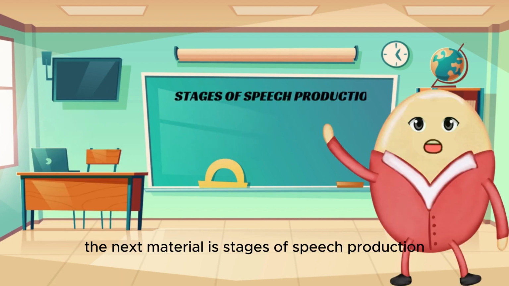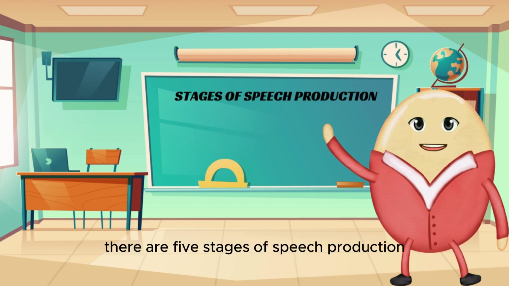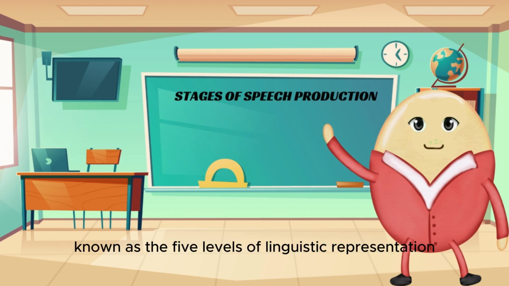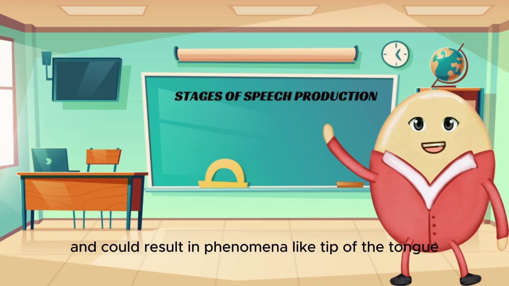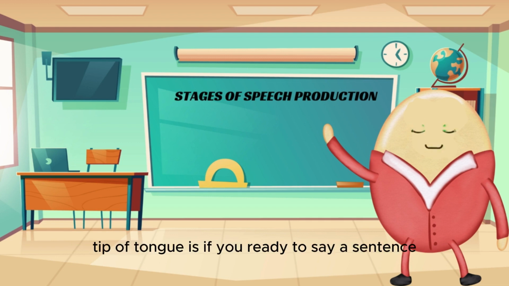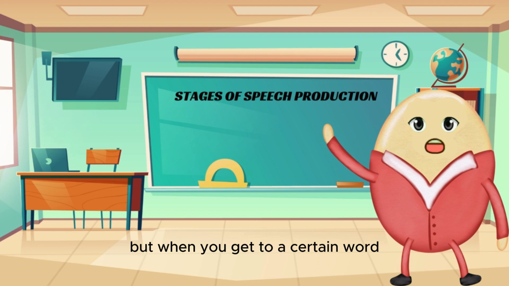The next material is the stages of speech production. There are 5 stages of speech production, also known as the 5 levels of linguistic representation. At each stage, a breakdown can occur and could result in phenomena like tip of the tongue. Tip of the tongue is when you're ready to say a sentence, but when you get to a certain word, you just can't quite put your finger on it.